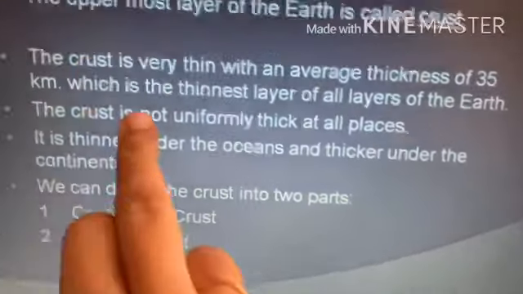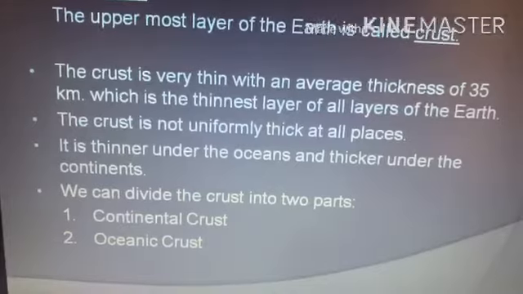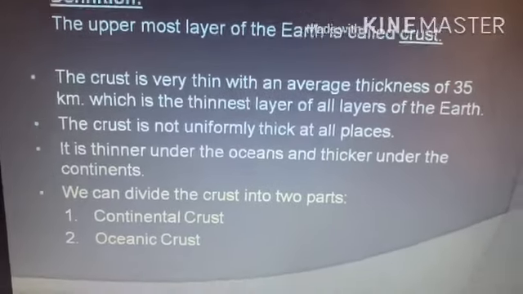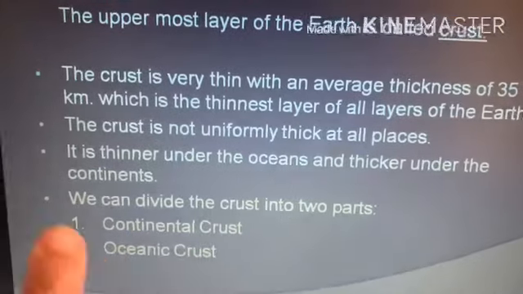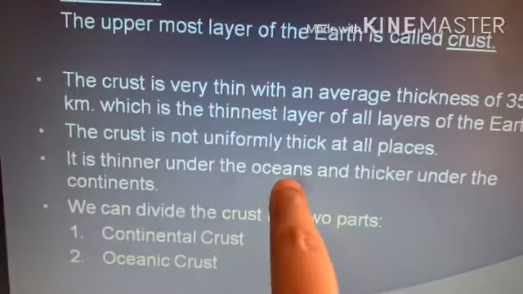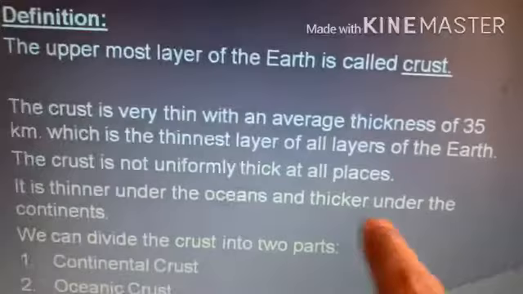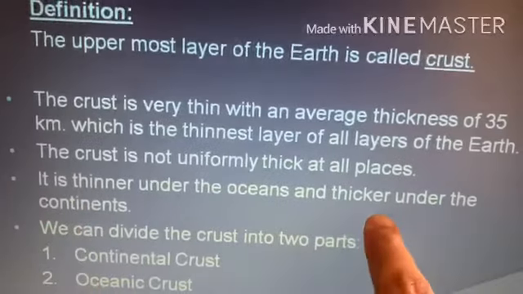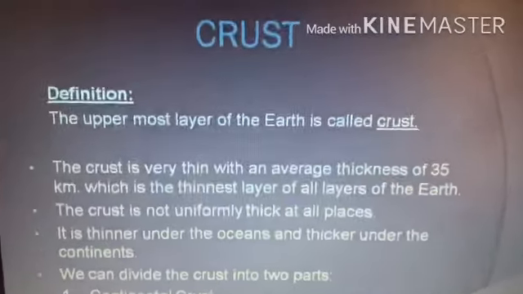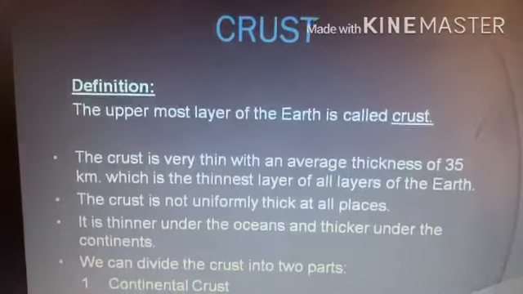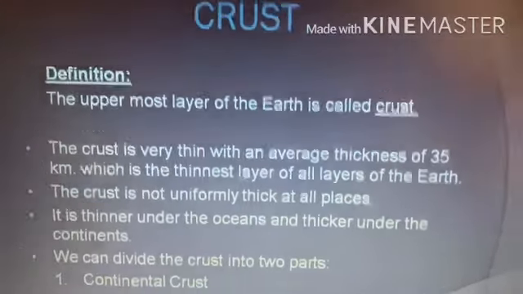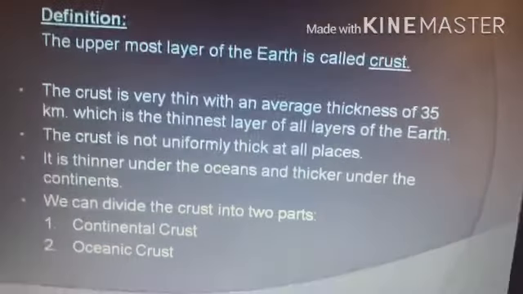So now the second point, the crust is not uniformly thick at all places. Some places are thin and some places are thicker. So which place is thin? Under the ocean it is thinner and under the continents it is thicker. So basically crust is of two types. Under the ocean also crust is there and under the continents also crust is there. Okay.